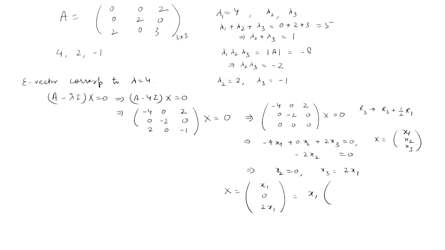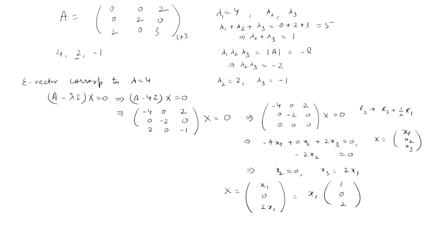So, it is x1 times (1, 0, 2). Again, there are infinitely many eigenvectors corresponding to lambda equal to 4, but if you are talking about the number of linearly independent eigenvectors corresponding to lambda equal to 4, that is 1. You can pick any one eigenvector from this space. So, we can say that is the linearly independent eigenvector corresponding to lambda equal to 4. Similarly, we can find the eigenvectors corresponding to lambda equal to 2 and lambda equal to minus 1.